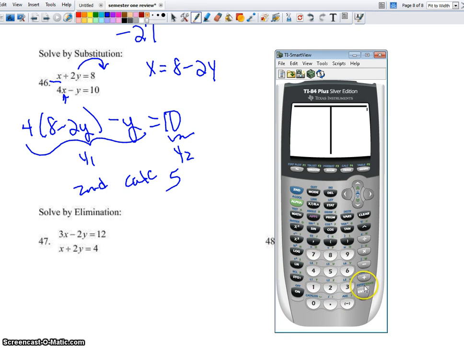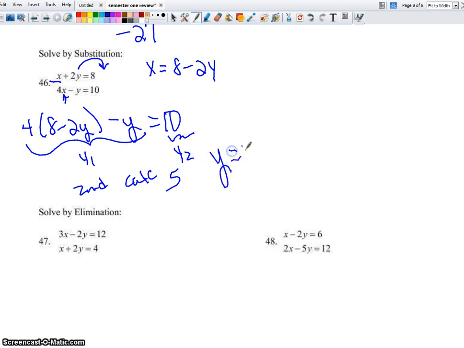Let it draw. Your graph is probably going to look different than mine because of the zoom. Enter, enter, enter. And my answer is 2.44 and my y value is 10. All I really want on this is the x value. So my graph shows x equal 2.44. My problem is using y. Y is equal to 2.44 is one of my answers.